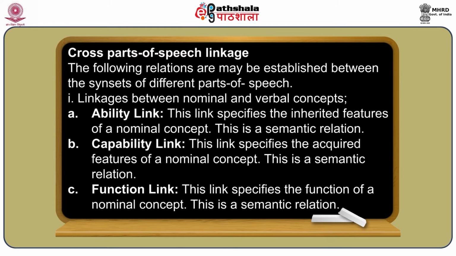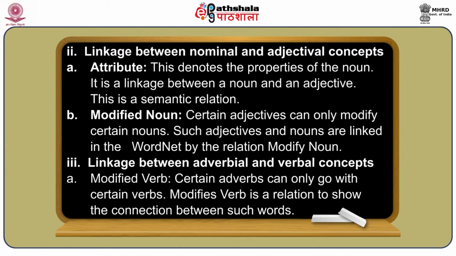This is a semantic relation. Linkage between nominal and adjectival concepts. Attribute denotes the properties of a noun. It is a linkage between a noun and an adjective. This is a semantic relation. Modified noun: certain adjectives can only modify certain nouns. Such adjectives and nouns are linked in the WordNet by relations of modified noun. Linkage between adverbial and verbal categories. Modified verb: certain adverbs can only go with certain verbs. Modified verb is a relation to show the connection between such words.